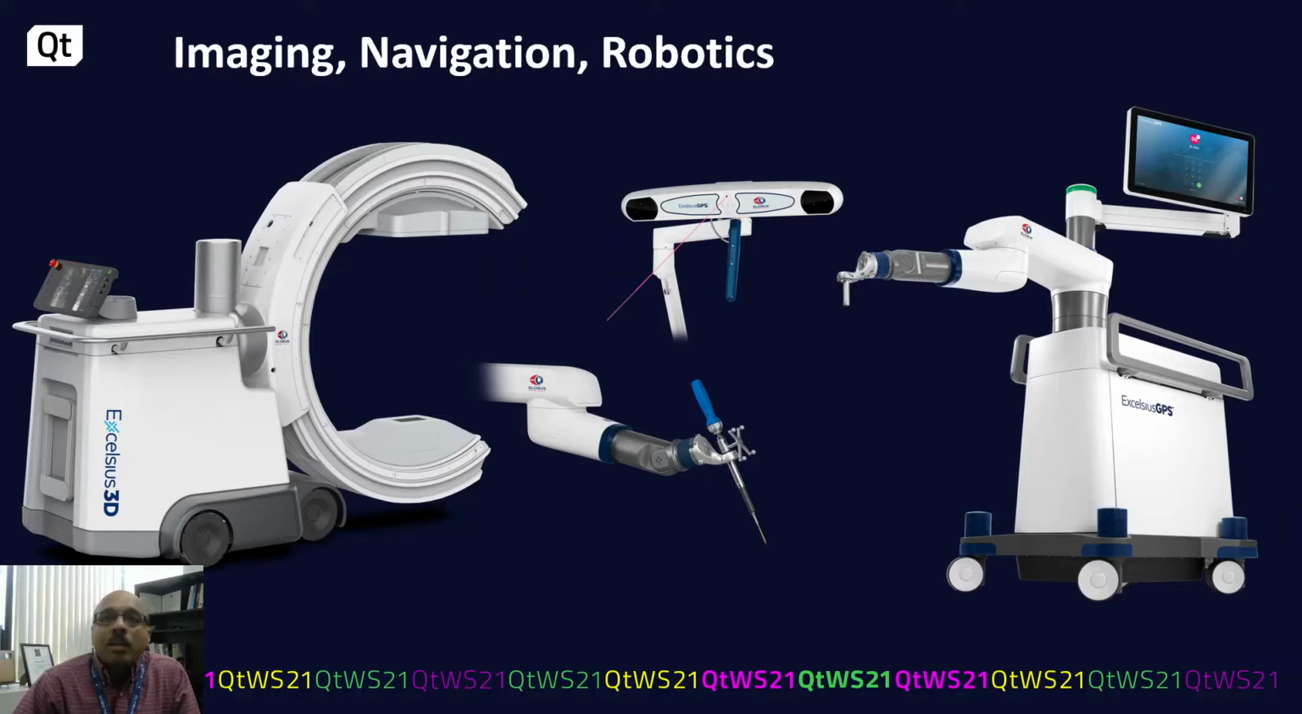So the INR product, as we call it, Imaging Navigation and Robotics, our product portfolio includes the Excelsius 3D imaging system, that's for X-rays. We do navigation using an infrared camera, and the camera is used to either track instruments that are shown here with these optical markers or the end effectors. The end effector is what sits at the tip of the robot arm, and this of course is the Excelsius GPS robot, and this effectively serves as the third hand for the surgeon.